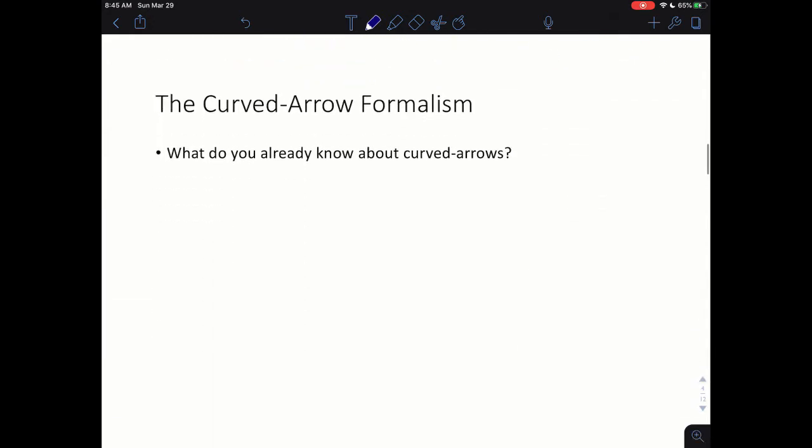Cool, let's talk more about these curved arrows, which show the movement of electrons. Let's think about what you already know about curved arrows. Take a second and think about what you already know. Well, you should know how to convert between resonance structures with curved arrows. So we know these show the movement of electrons. We should know that the arrow starts at the electrons and it points at where they're going.